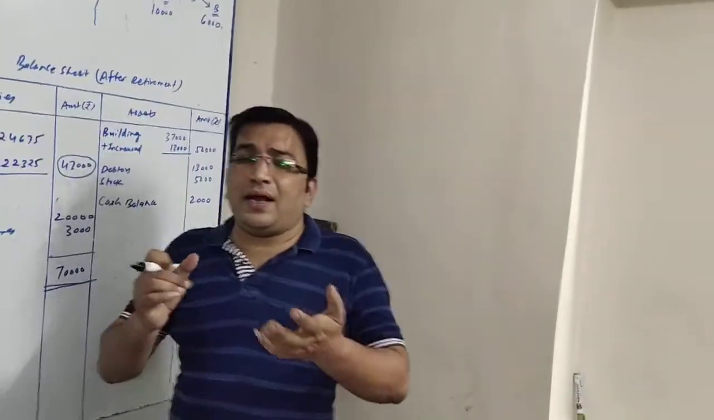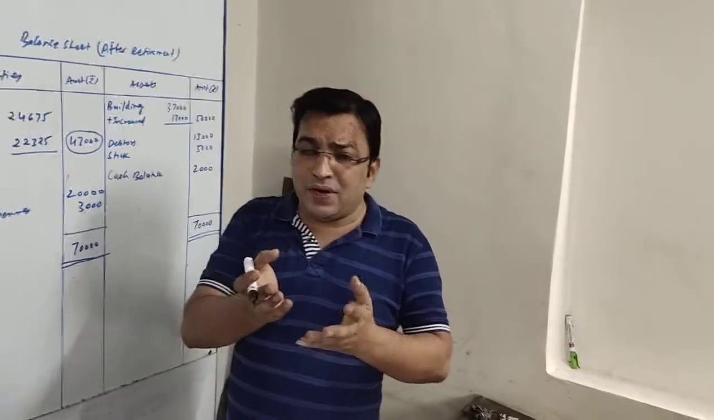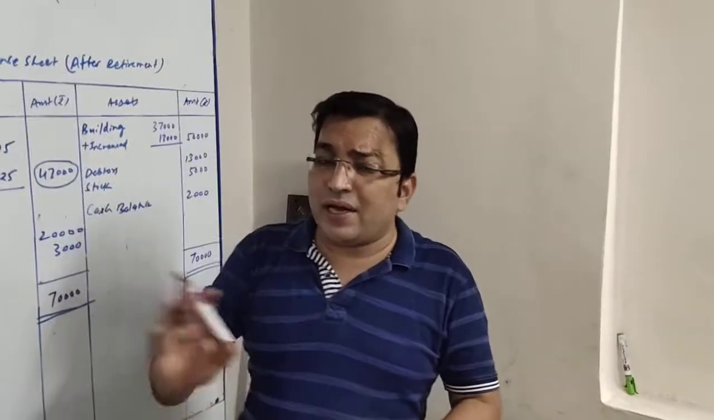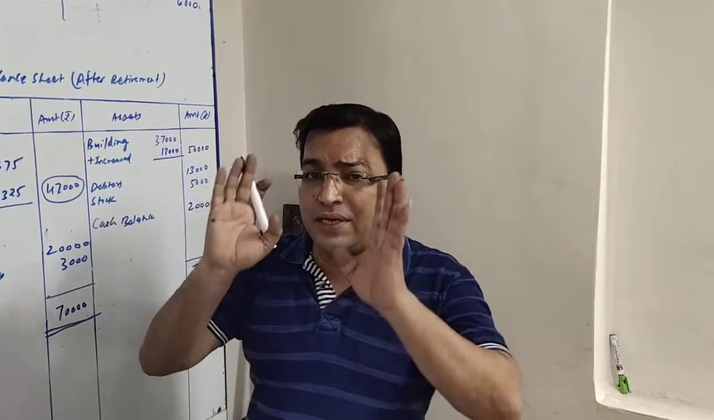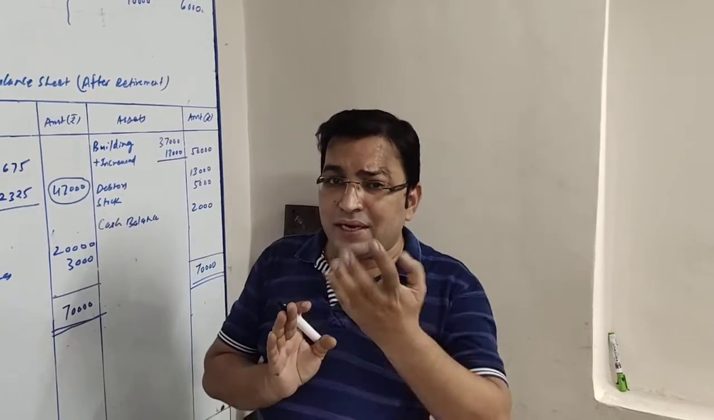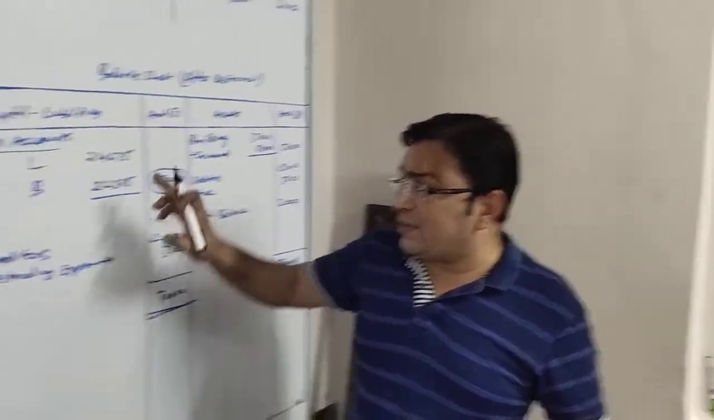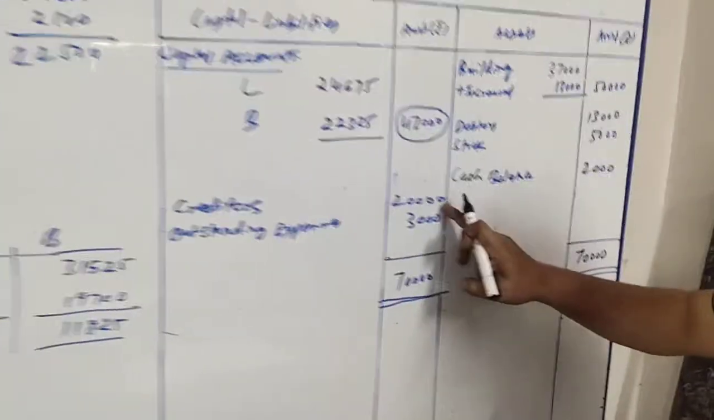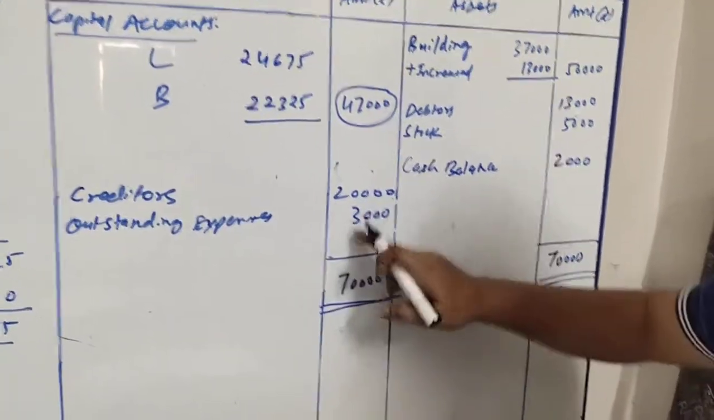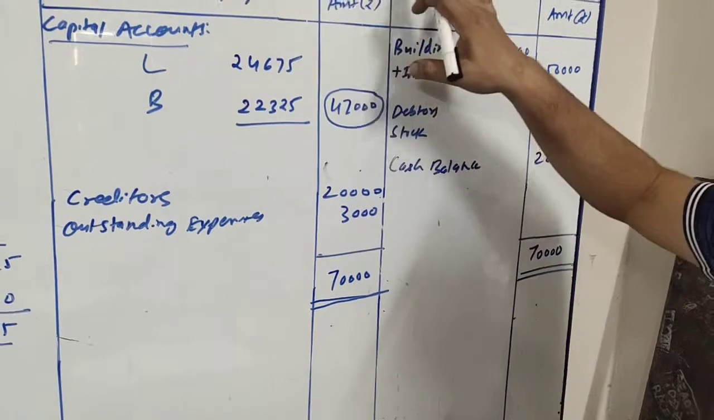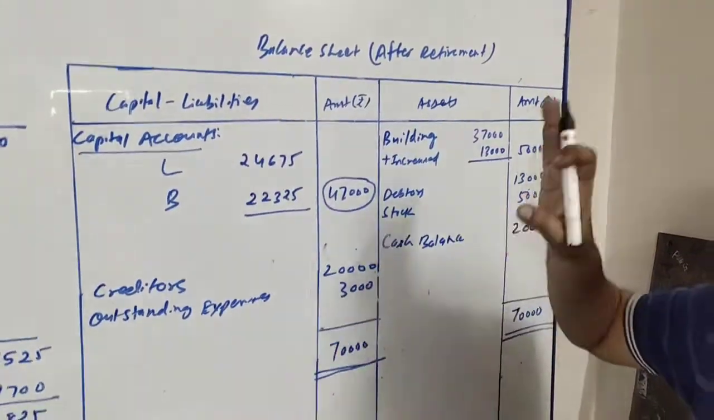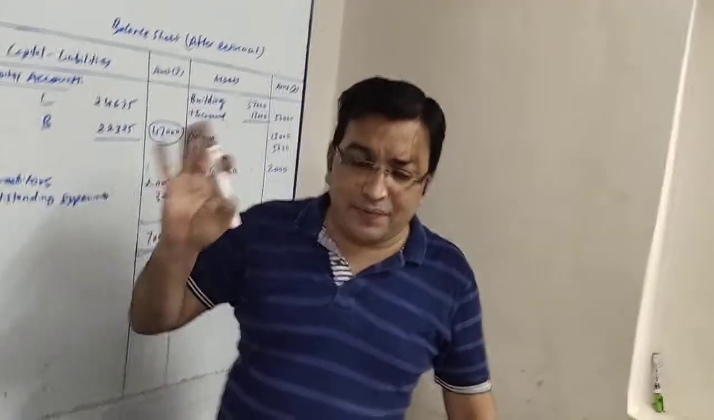So friends, creditors and outstanding expenses, there is no adjustment regarding both the items. So directly both the items will be recorded on the liability side of our new balance sheet, that is balance sheet after retirement. So here it is creditors 20,000 and outstanding expenses 3,000, where we are writing balance sheet liability side after retirement.